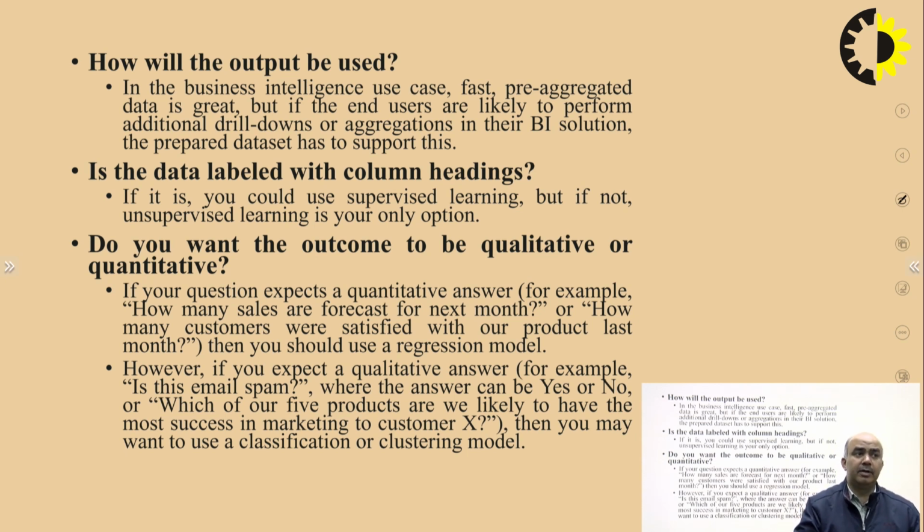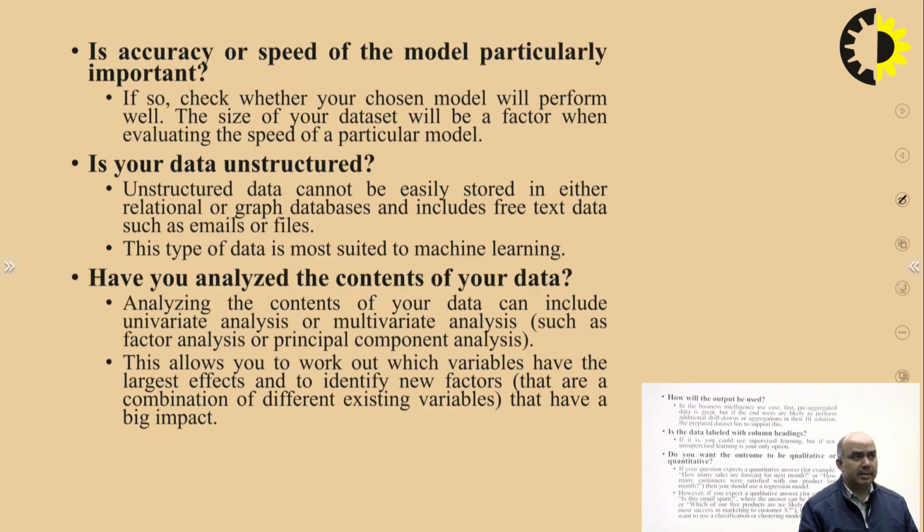Is the data labeled with the column headings? If it is, then you can use supervised learning. If not, then you can use unsupervised learning. And the outcome from the data set is either qualitative or quantitative. Let's suppose your question expects a quantitative answer, for example, how many sales are forecast for the next month, or how many customers were satisfied with your products last month, then you should go for regression models. However, if you're expecting a qualitative answer, for example, is this email spam or not, where the answer can be yes or no, or 1 or 0, or which are the 5 products likely to have the most successful marketing for customer X, then we can use clustering models.